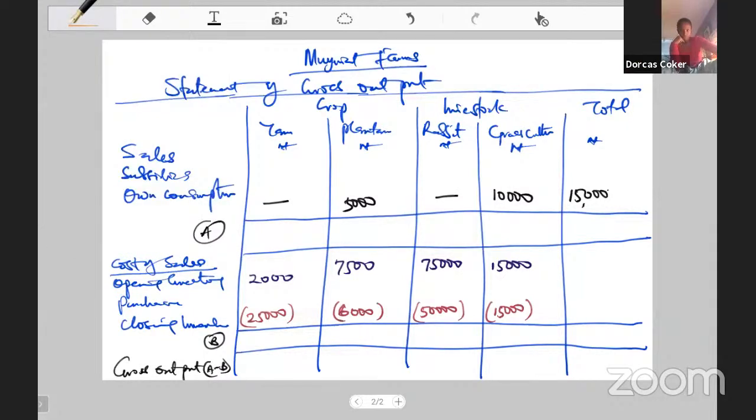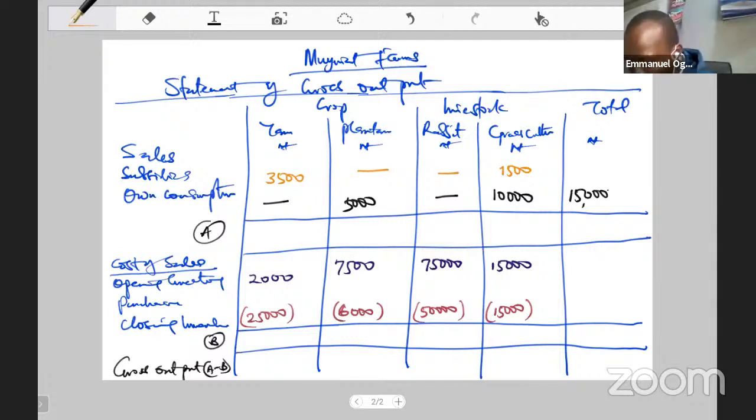Subsidy. What are the two items that have subsidy? Grasshopper and yam. How much? Grasshopper 1.5. Any for rabbit? No. Plantain? No. Yam, how much? 3,000. Hold on. Okay. What's the next item that we have?